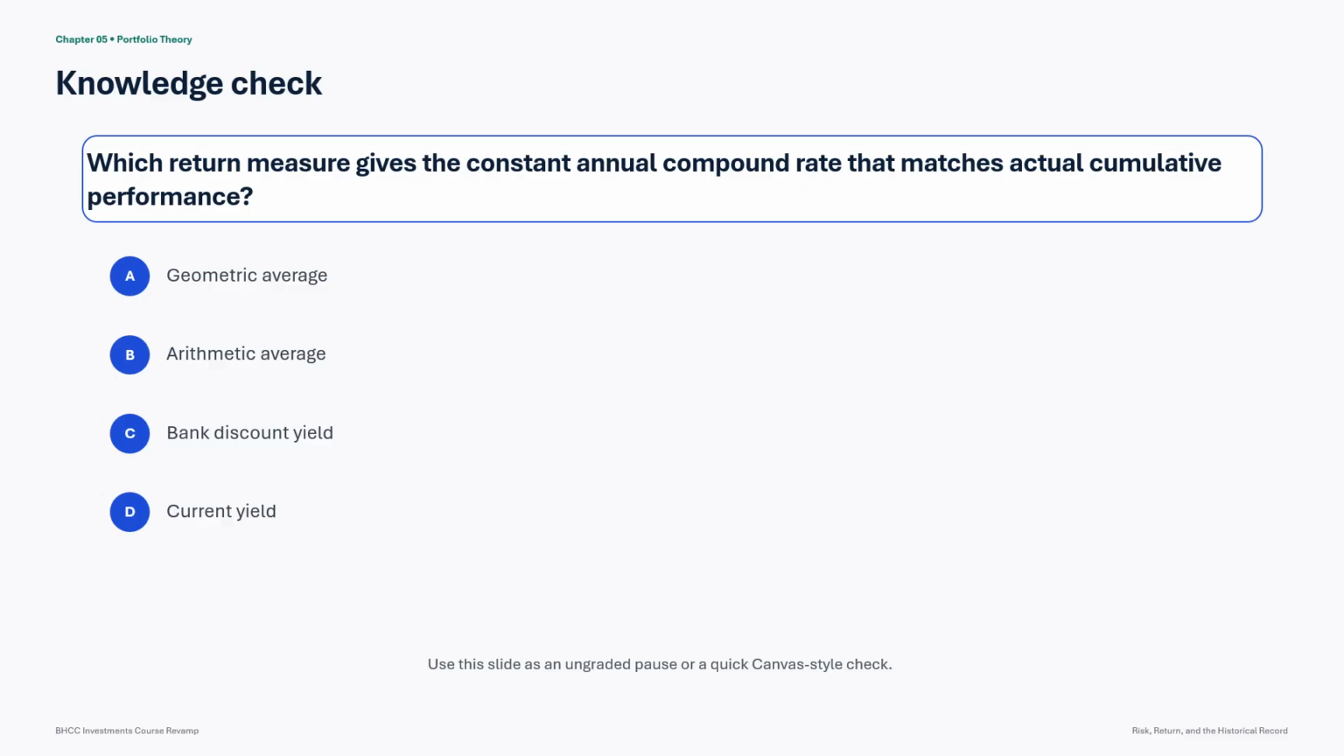The arithmetic average, choice B, is the simple average of the periodic observations. It can be useful for estimating a one-period expected return, but it does not necessarily reproduce the investor's beginning and ending wealth. Bank discount yield, choice C, is a quoting convention used for instruments such as treasury bills. Current yield, choice D, is annual income divided by the security's current price. Neither is designed to measure compound multi-period performance.